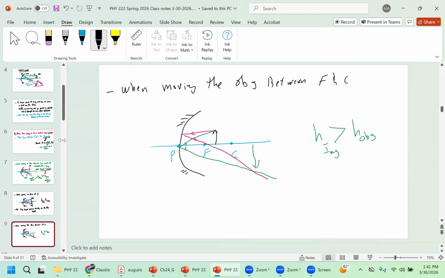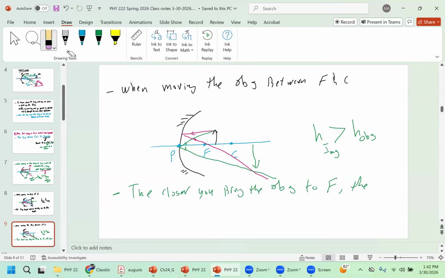Now, let me go ahead and write this down. So basically, the closer you bring the object, not the image, the object, the closer you bring the object to the focus, the further the image will be.